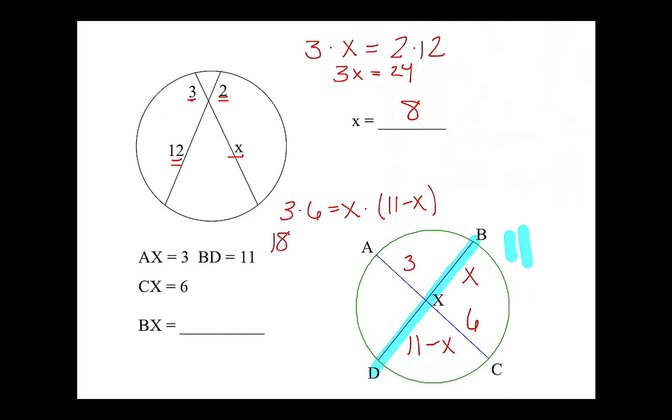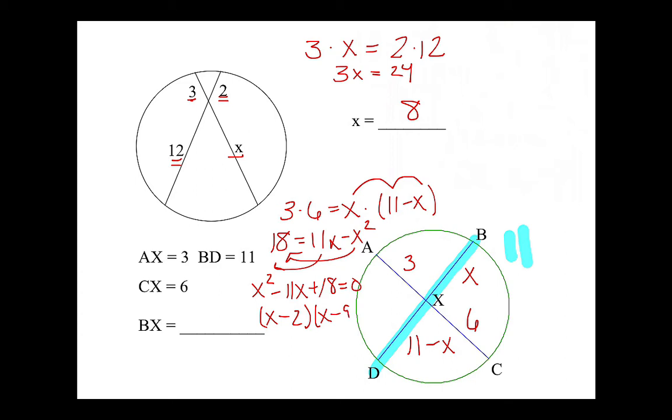3 times 6 is 18, but when I distribute the x into this quantity, I'm going to get 11x minus x squared. Like all quadratics, I'm going to make one side equal to 0, so I'm going to add the x squared and subtract the 11x to the other side to get x squared minus 11x plus 18 equals 0. I always try and factor them first, so I'm going to try and figure out two numbers that will multiply to 18 but add up to a negative 11. And I believe those two numbers are a negative 2 and a negative 9, which means x is either 2 or 9.